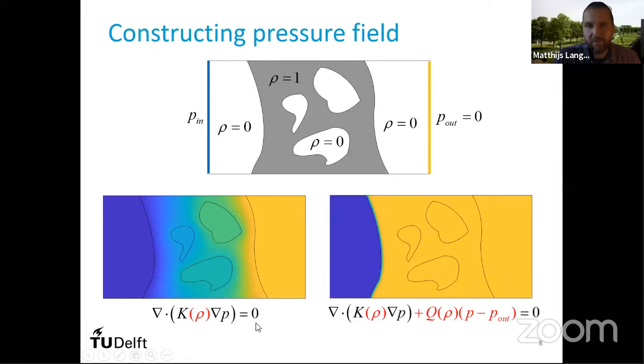But if we add this drainage term, we get a completely different view of the field. We get the pressure drop clearly localized at the interface between the open region and the first solid boundary. And this is what we need for describing a proper pressure distribution. Now, from this pressure field, we can calculate the load factor for our mechanics problem in the optimization, because the load factor turns out to be basically proportional to the pressure gradient. So this is relatively easy to calculate as well.